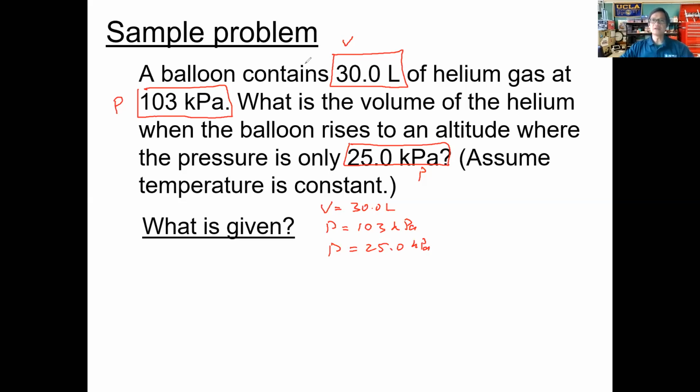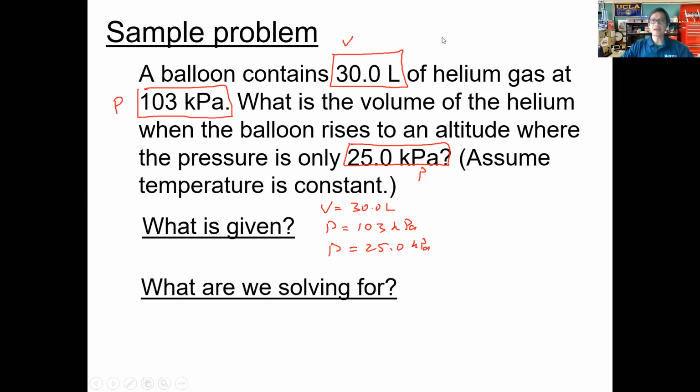Okay. Then what you want to do next is ask yourself, what is the problem asking you to solve for? When you take a look at this, you have to read it. If you read it here, it's asking you about a volume. So they're asking you to solve for a volume. In this particular problem, they give you a volume, they give you two pressures, and they're asking you to solve for a volume.